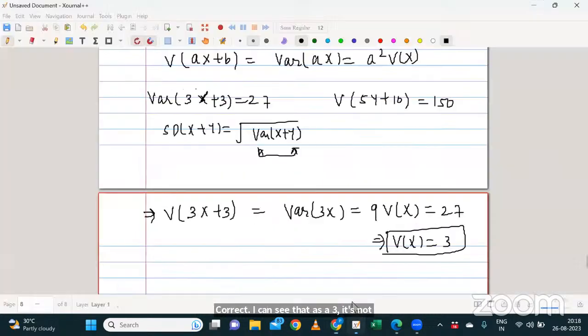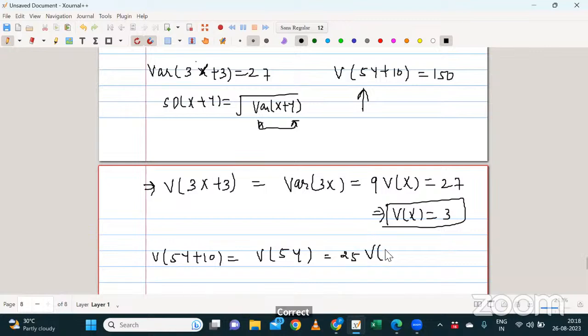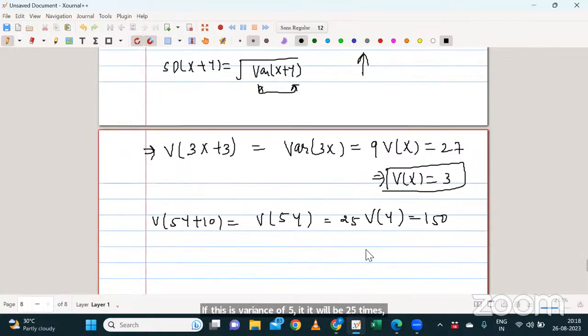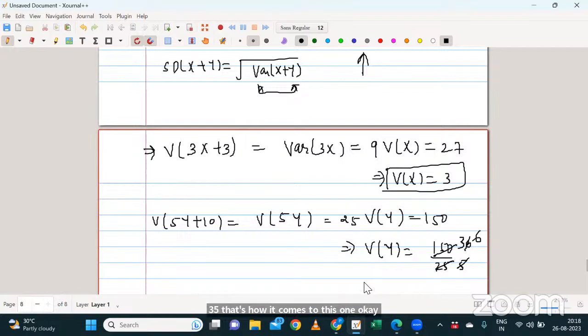Okay. Now next, from variance of 5y plus 10, I can write this as variance of 5y. Yes or no? Correct. If this is variance of 5y, it will be 25 times variance of y, which is 150. If this is 150, variance of y will be 150 divided by 25, which is 6. Got it.